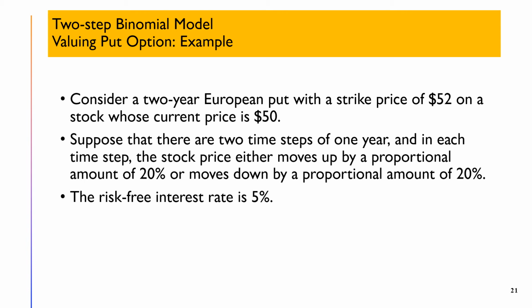In this example, consider a 2-year European put option with a strike price of $52. The current stock price is $50. The stock price is expected to move up or down by 20%. The risk-free interest rate is 5%. Let's calculate the value of the put option.